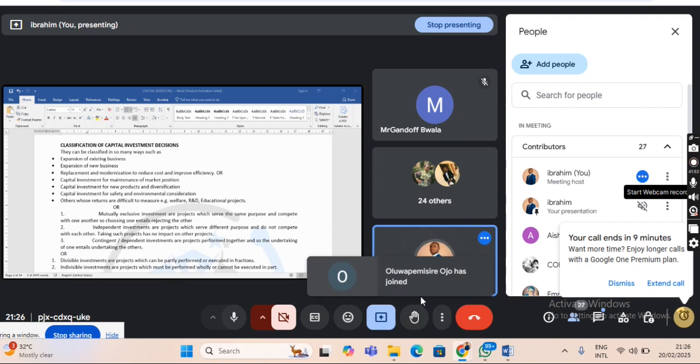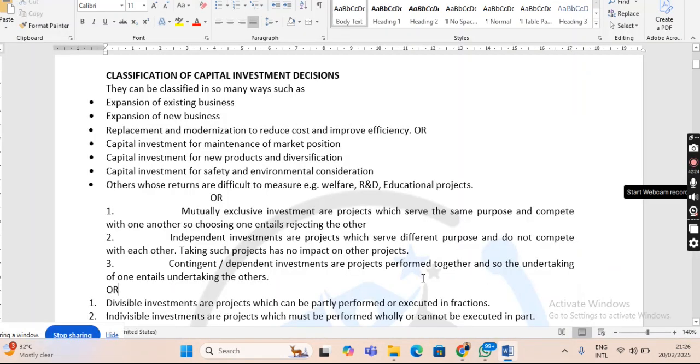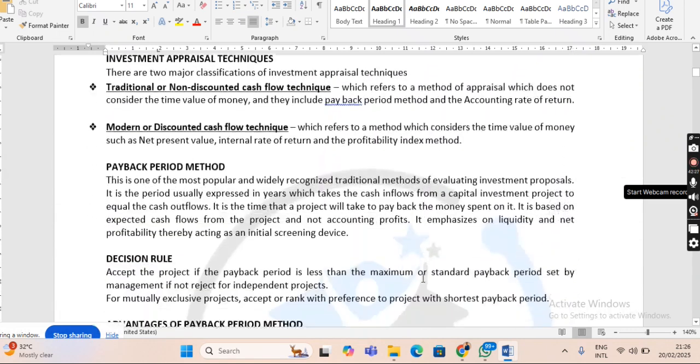Divisible, fraction. Indivisible, you cannot take it in fraction, you can't execute it in fraction. Either you take it whole or you forget about it, right? Dependent, it depends on other projects. You cannot take only one. You have project A, project B that you want to do. You cannot take project A because project A depends on project B. That is a dependent investment, right? You need to understand this, class. Now, I will explain the meaning of capital rationing.